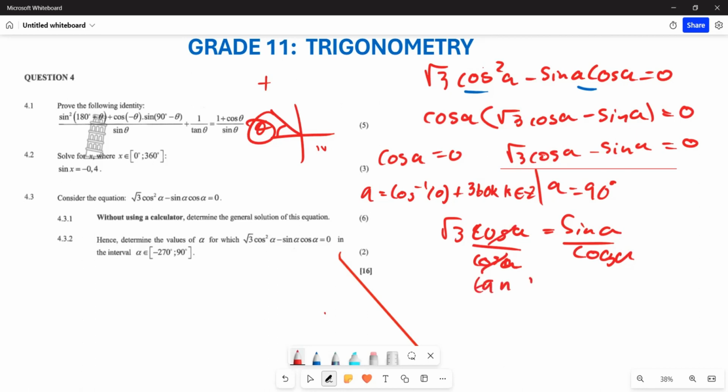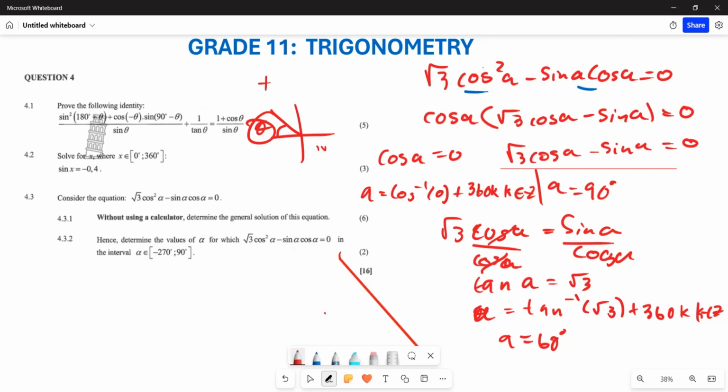This is actually the same as tan A equals root 3, right? And now you are going to say my A, therefore, is the same as shift tan of root 3 plus 360k, where k is an element of the integers, right? So which means your alpha here is going to be given by 60 degrees. Okay, so basically these are going to be the two solutions for this particular general solution.